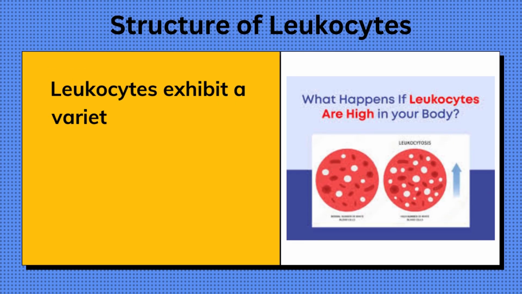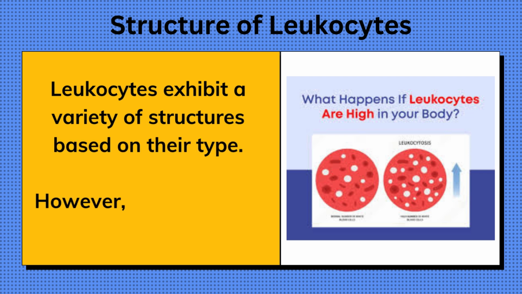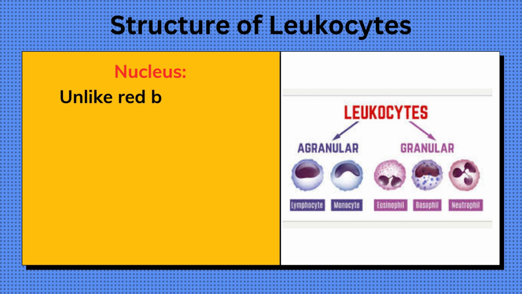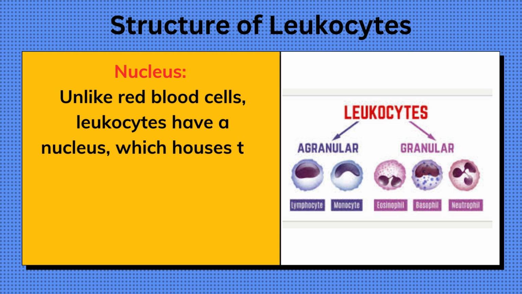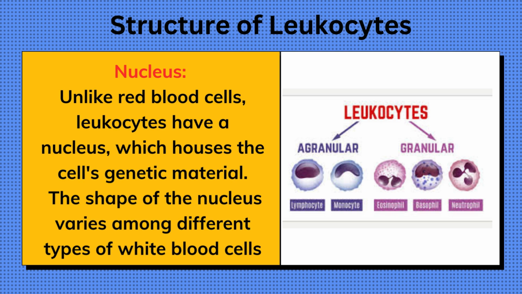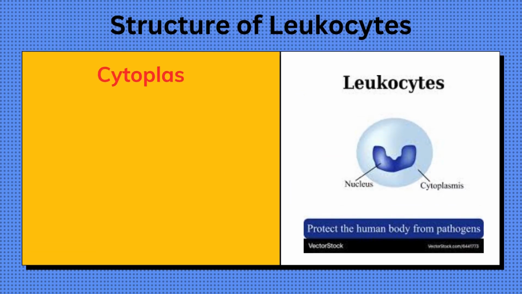Structure of leukocytes. Leukocytes exhibit a variety of structures based on their type. However, they generally share common features. Nucleus: unlike red blood cells, leukocytes have a nucleus, which houses the cell's genetic material. The shape of the nucleus varies among different types of white blood cells.